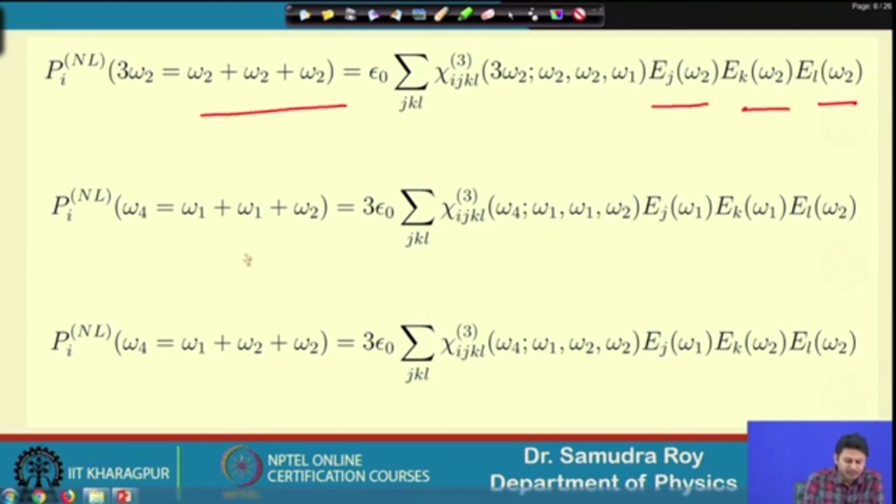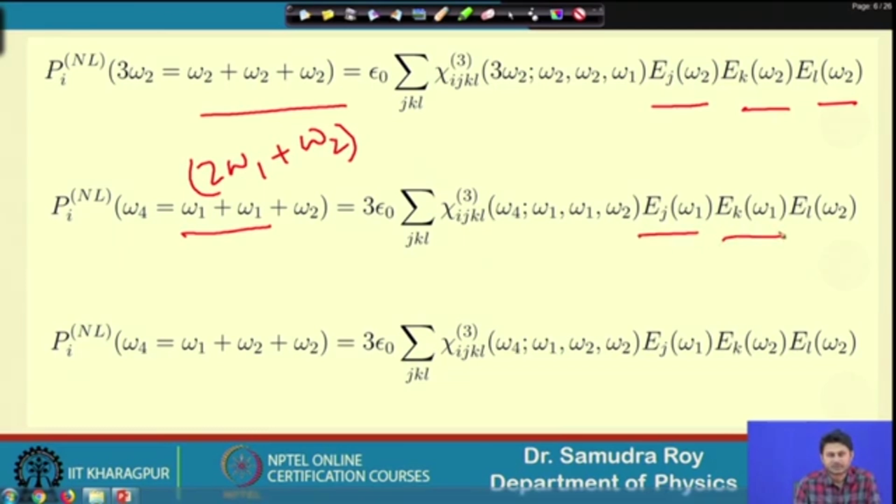What should be the frequency component of 2 omega 1 plus omega 2? This is the frequency component that we should have in P nonlinear. In that case, what happens? I need to add 2 same frequencies, omega 1 and omega 1, and 1 different frequency component, that means another field will be multiplied, and that is why we will have a term 3 here.